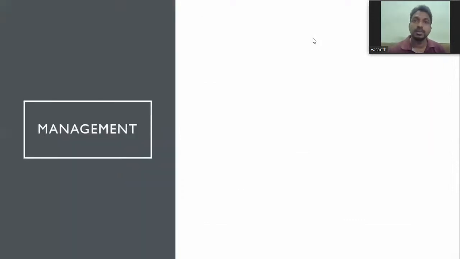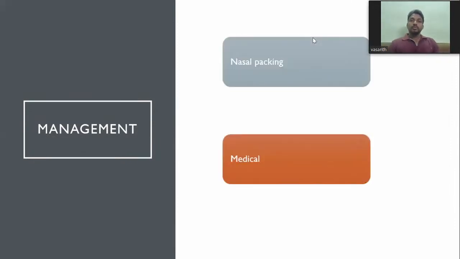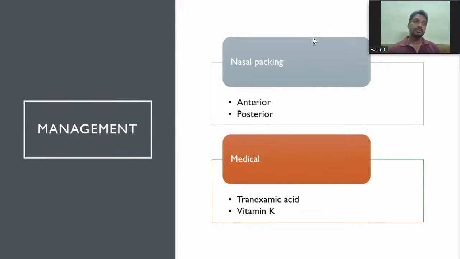So management: these are the initial first aid measures we do, and we take the patient under our control. You control the bleeding with nasal packing, and then you can do whatever you want. First of all, you make the patient stable and stop the bleeding, and then you can go ahead and investigate. Because it is an emergency, you have to act as fast as possible.